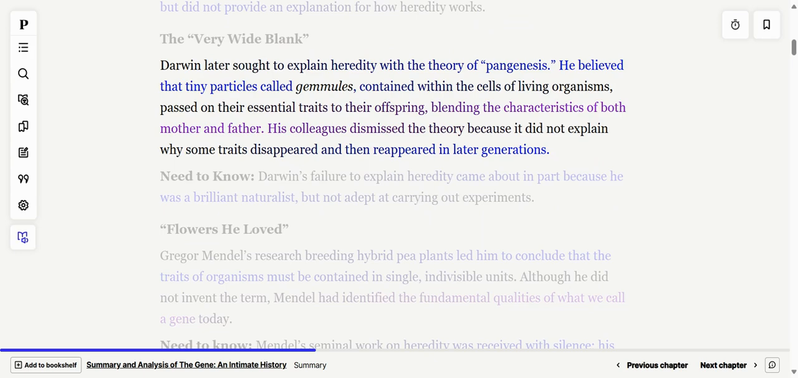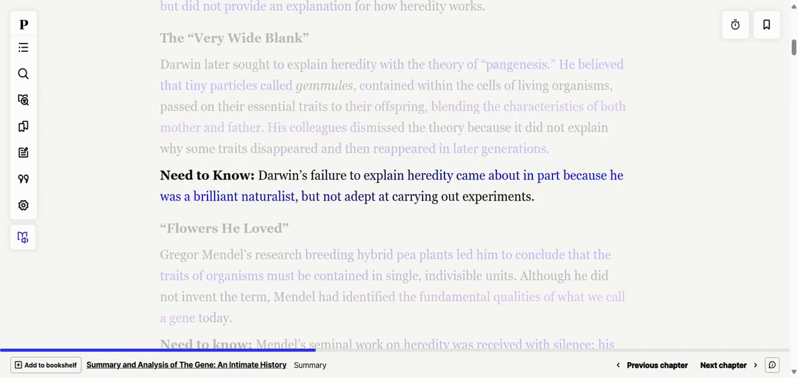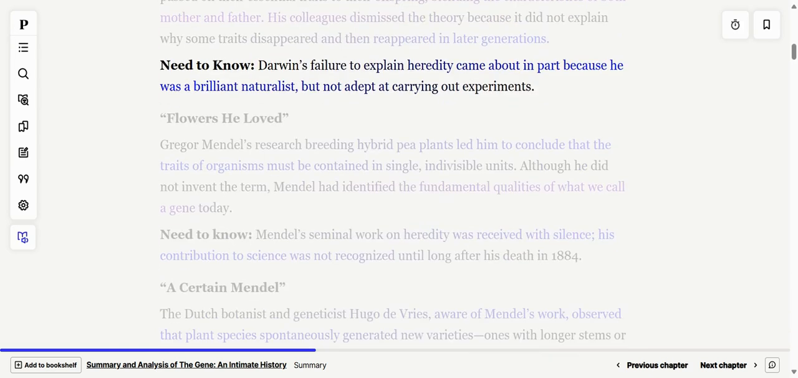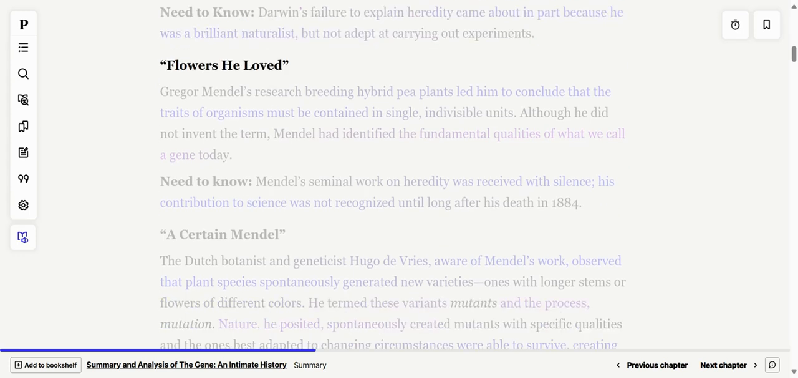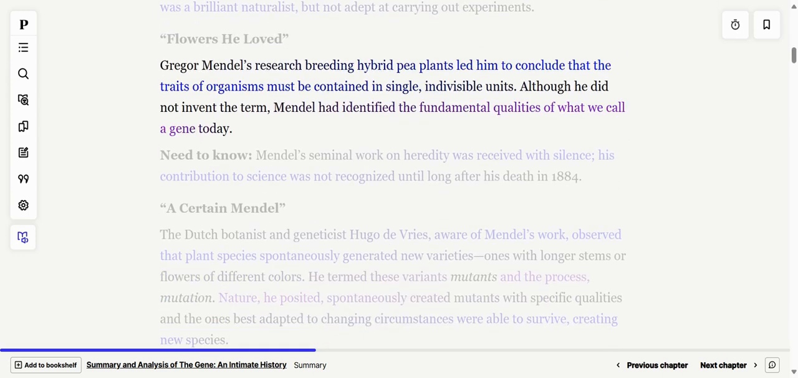Flowers he loved. Gregor Mendel's research breeding hybrid pea plants led him to conclude that the traits of organisms must be contained in single, indivisible units. Although he did not invent the term, Mendel had identified the fundamental qualities of what we call a gene today. Need to know: Mendel's seminal work on heredity was received with silence. His contribution to science was not recognized until long after his death in 1884.